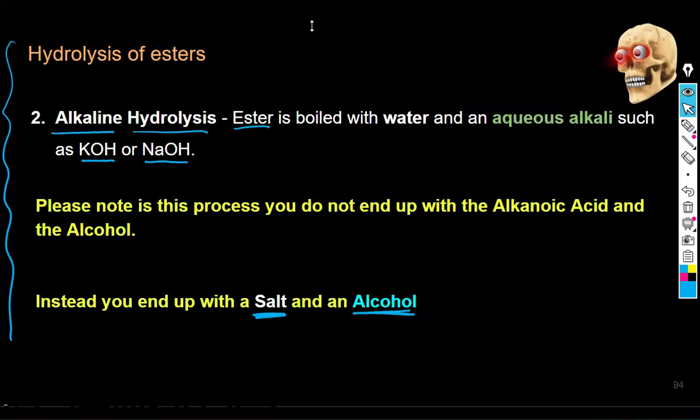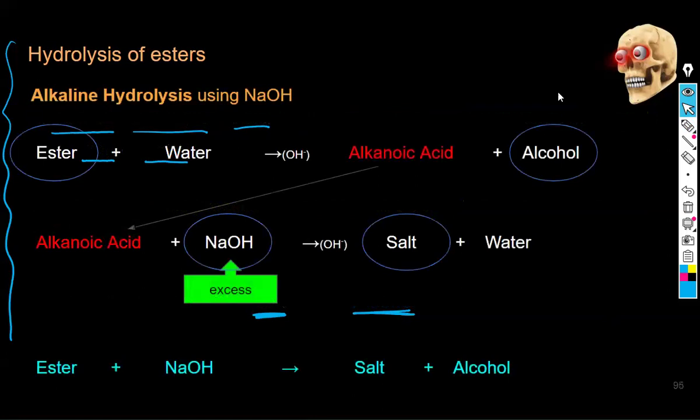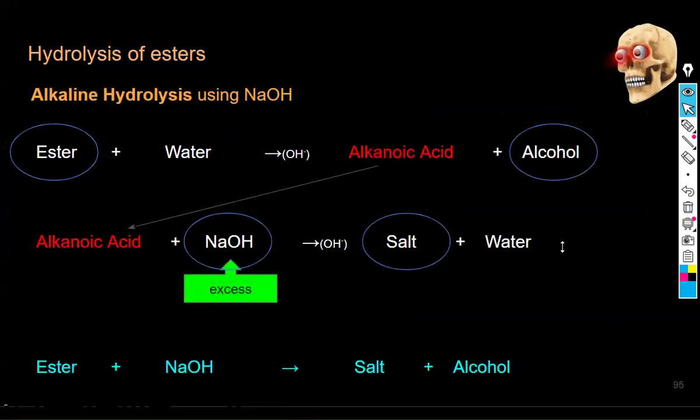Let me know when you're finished. So look at this complex situation. I circled the things that I want you to focus on. So you're going to start off with the ester. Now remember, you're boiling the ester with two things: water and something alkaline. So this is what normally happens. The ester will react with the water first. And remember, water contains OH in it.